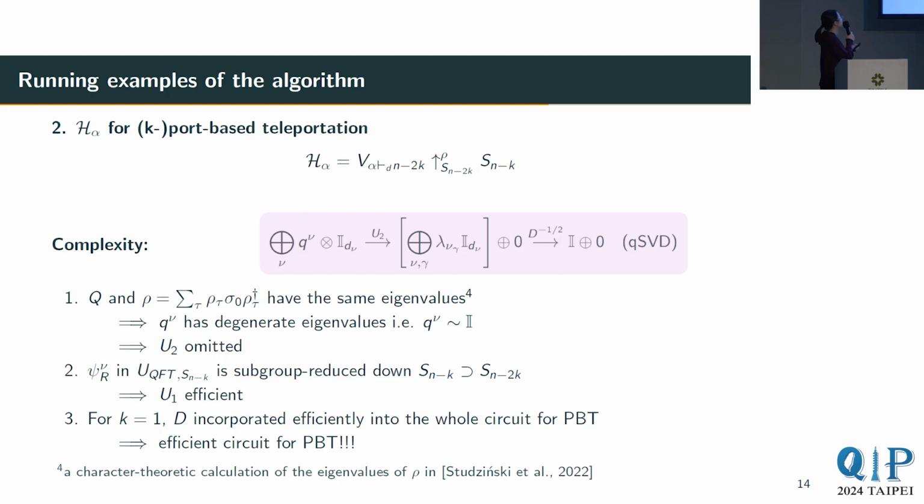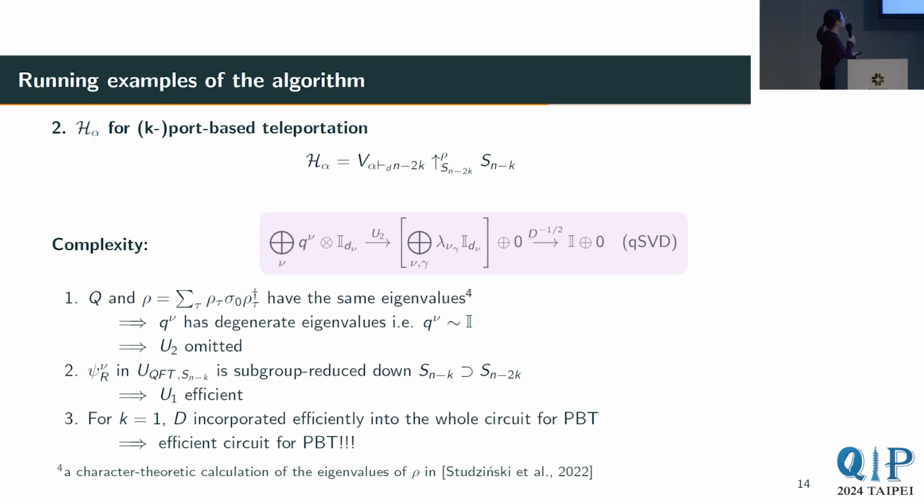And by character theoretic calculations of the eigenvalues of rho, we can obtain indirectly those of Q, and we'll find that it has the general eigenvalues in each block, and hence the orthogonalization can be omitted, because U2 was simply doing nothing on something proportional to the identity. And for U1, it is the standard quantum Fourier transform reduced down the standard tower, so it is efficient.